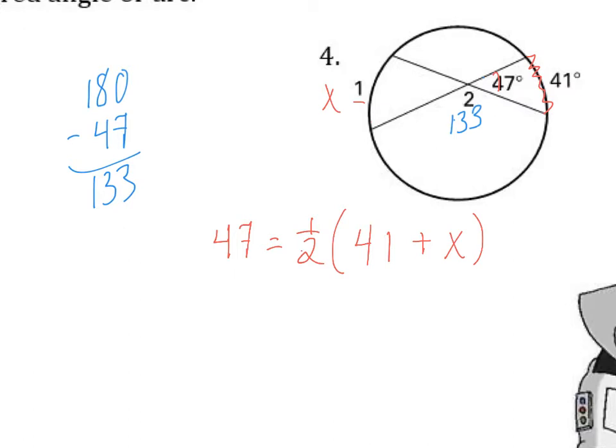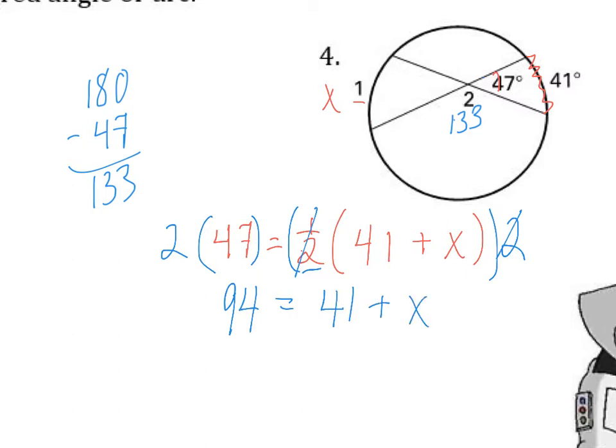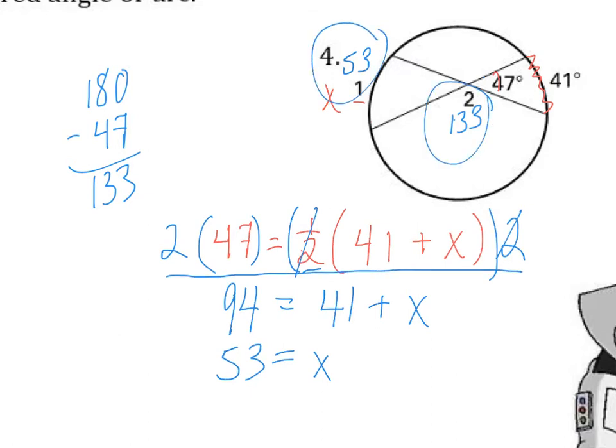So now I just need to solve this equation. First thing I want to do is get rid of this half right here. So I'm going to multiply this side by 2, and I'm going to multiply this side by 2. Half and 2 cancel, and now I have 94 equal to 41 plus x. Last thing I got to do is subtract that 41, which leaves me with 53. So this arc over on this side is 53. Stick to the theorem, the equation from the theorem, to solve these problems.